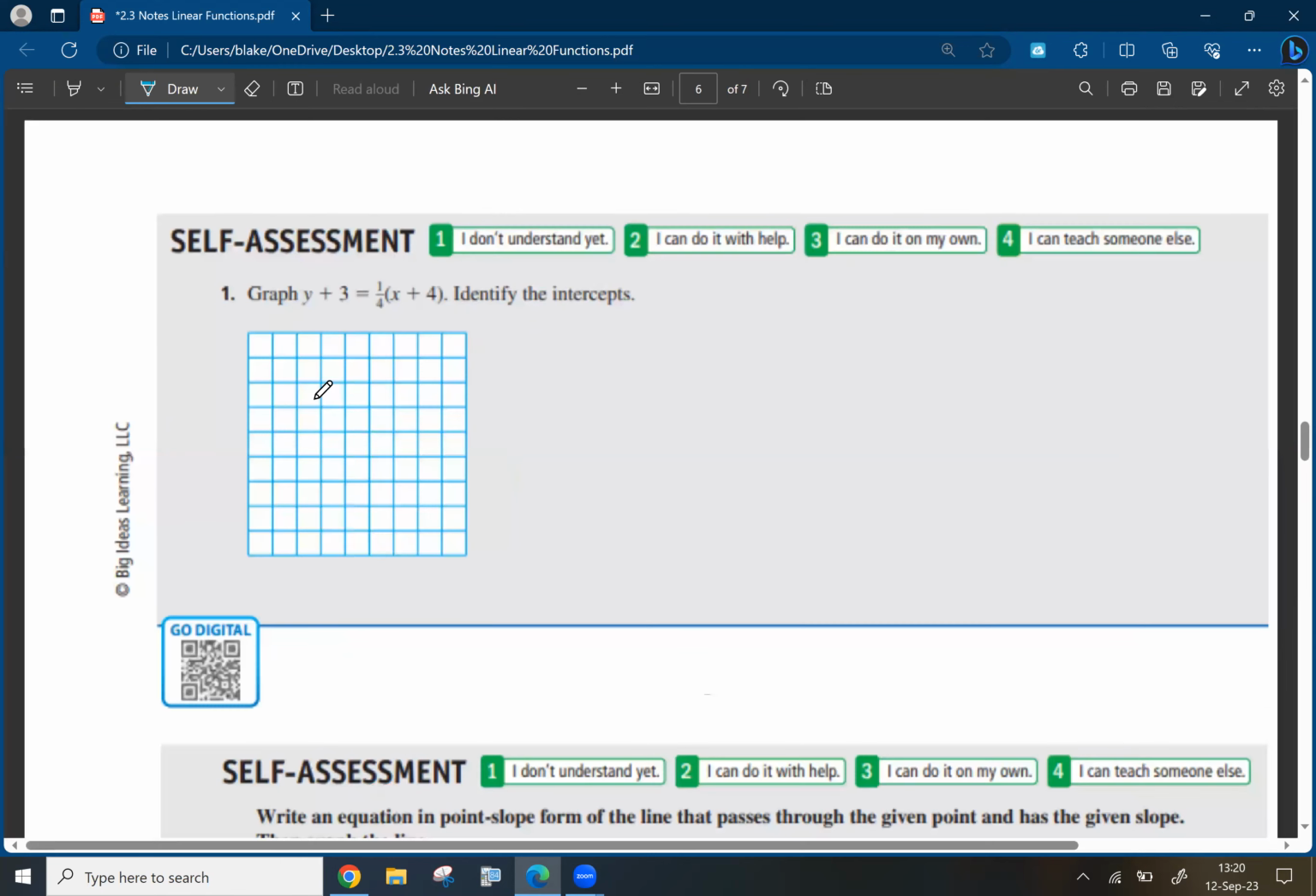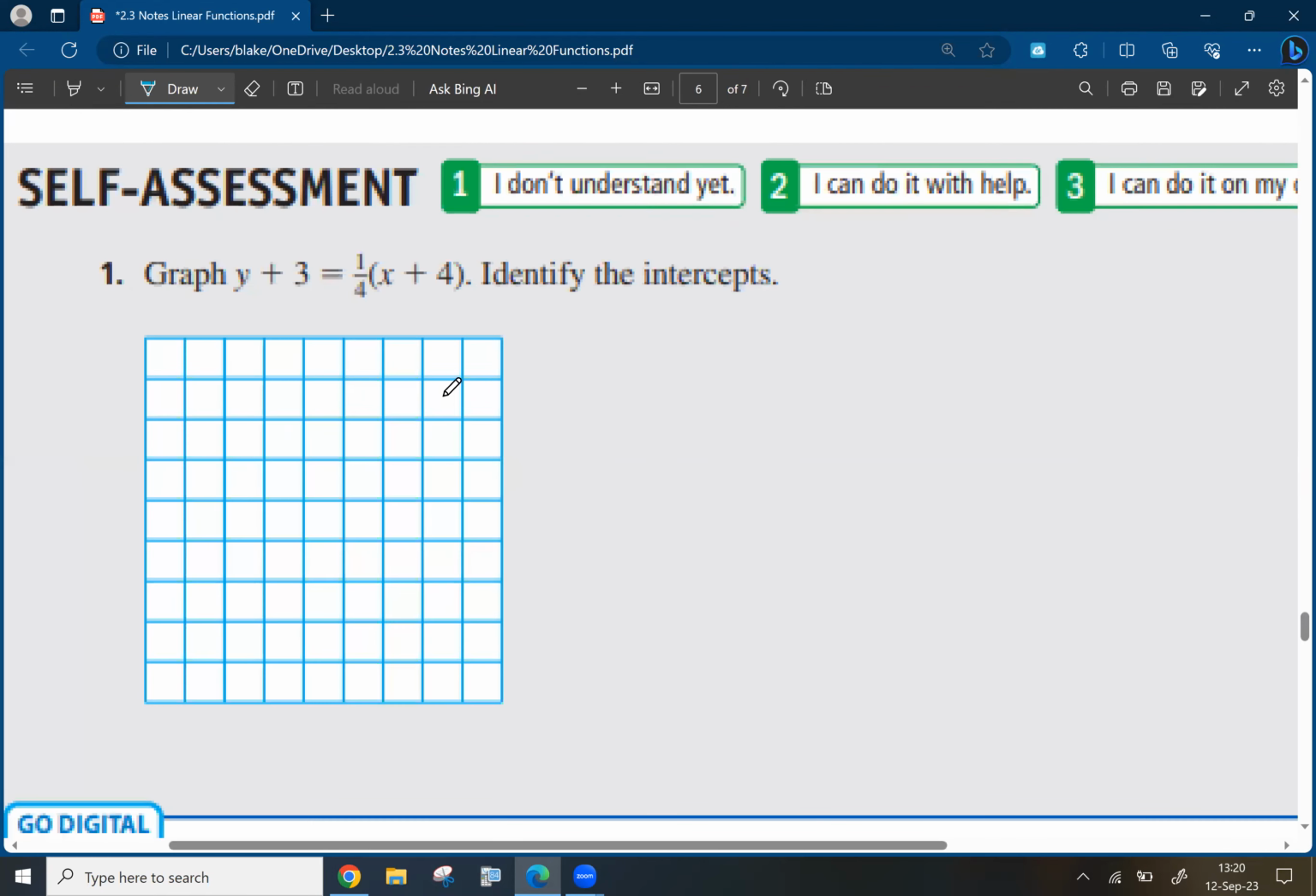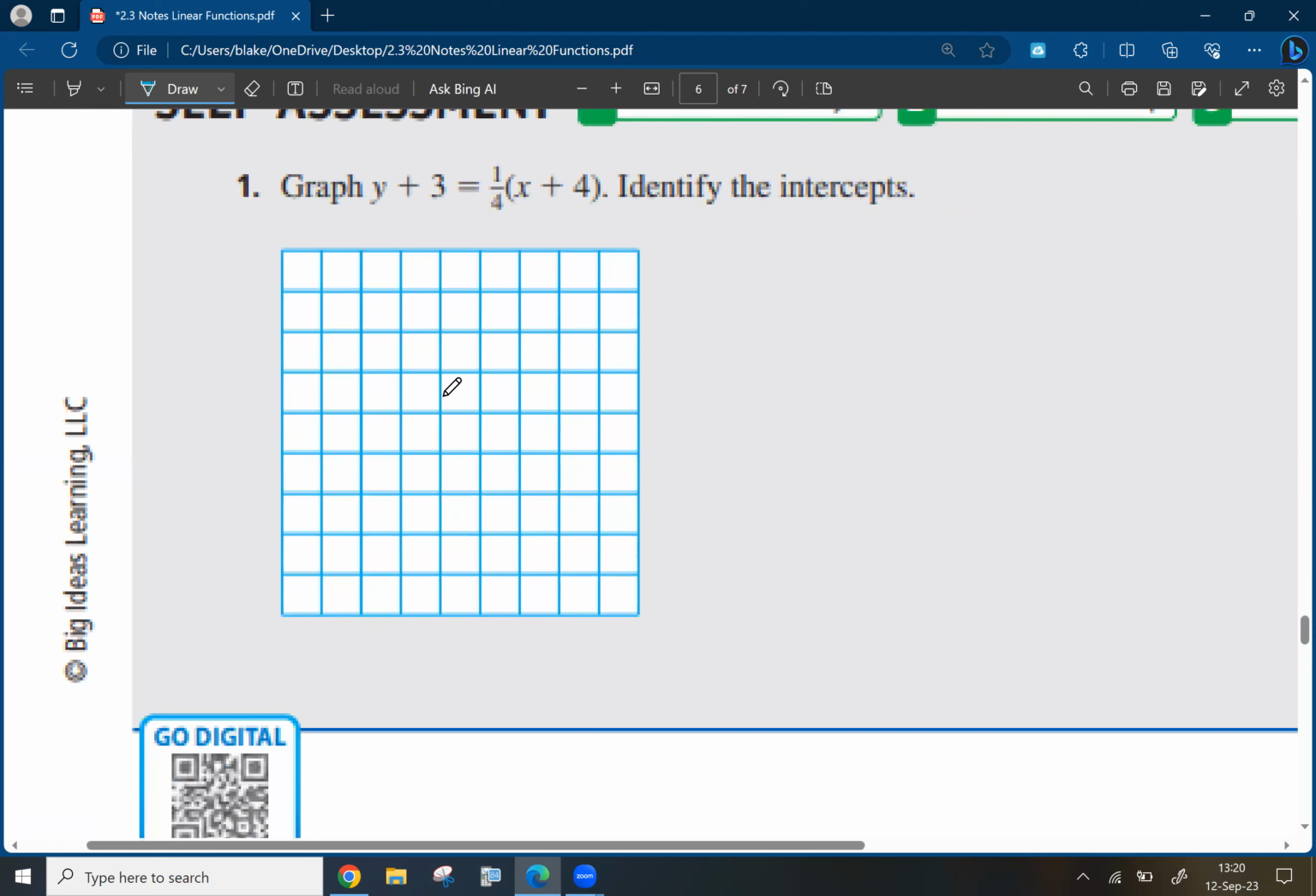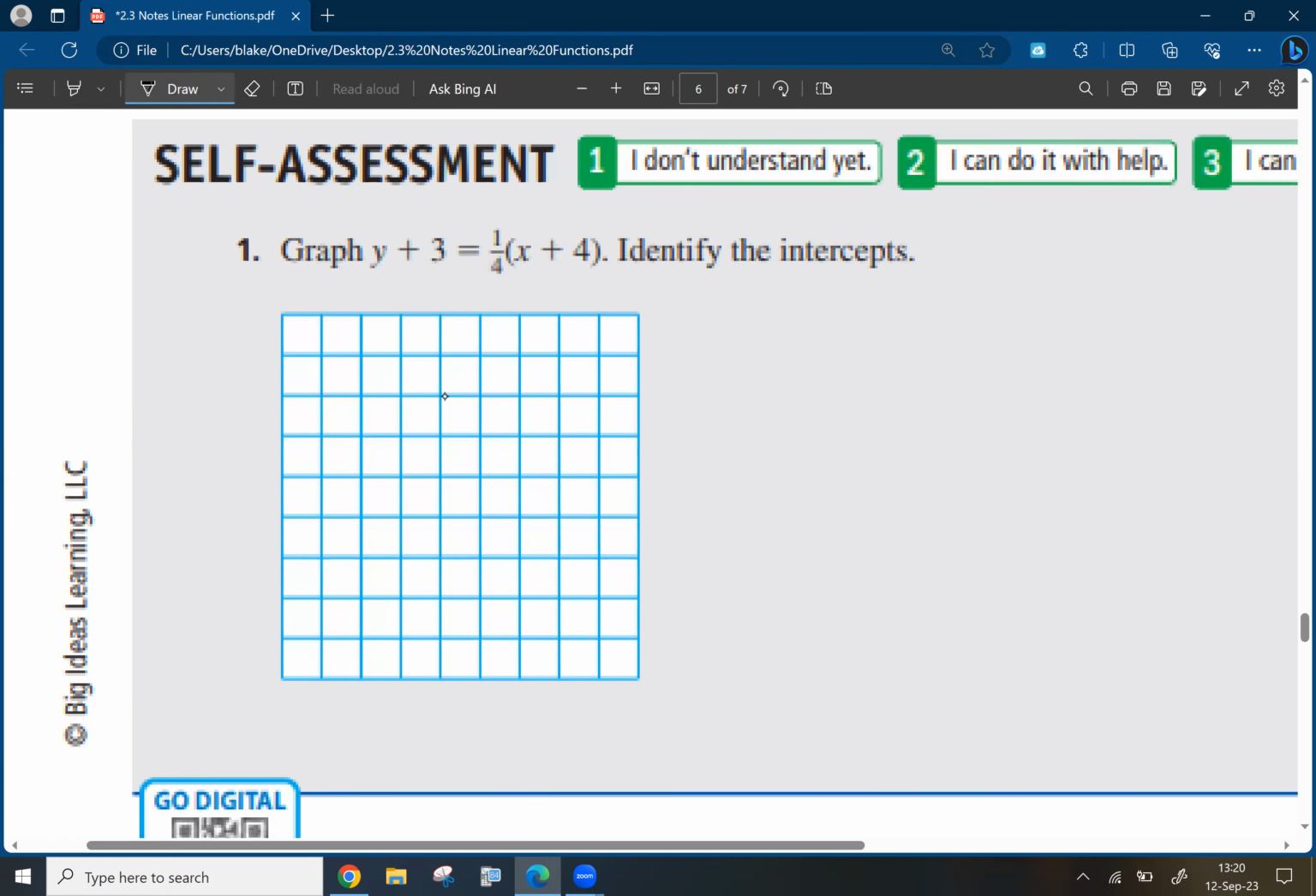This one says identify the intercepts. So let's graph this and identify the intercepts. So I'm going to go ahead and put my coordinate plane on here. Let's do it down here. No, hold on. Let me reverse this, because let me actually go ahead and point out something. So my point first off is going to be at -3 for y, -4 for x. So -4 for x, -3 for y.